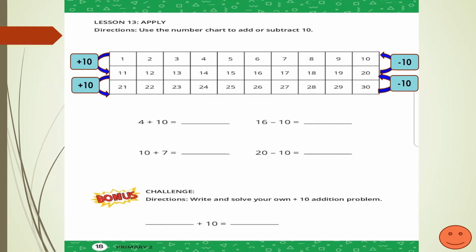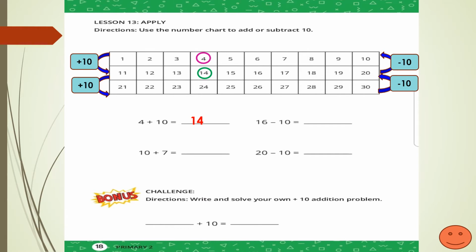Now let's solve the following problems using the number chart. The first example, 4 plus 10. First, you have to mark 4 in the number chart. Here is 4. We want to add 10. So 4 plus 10 equals the corresponding number, 14. So the result is 14.